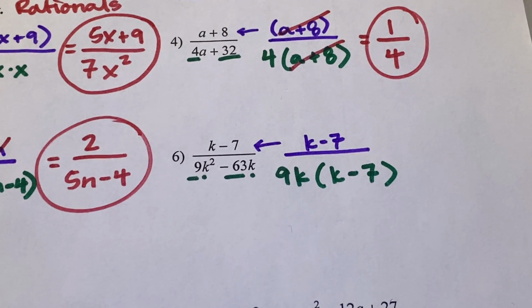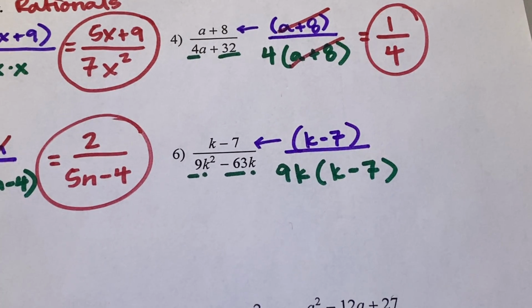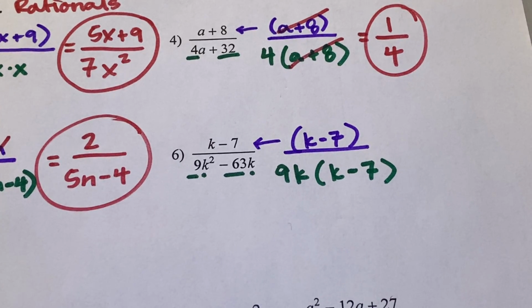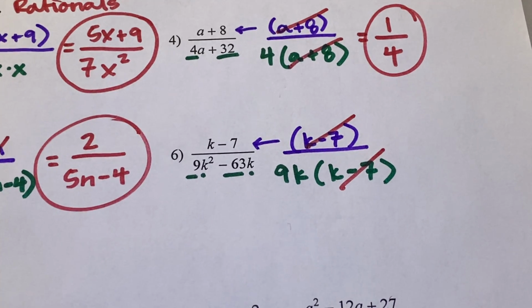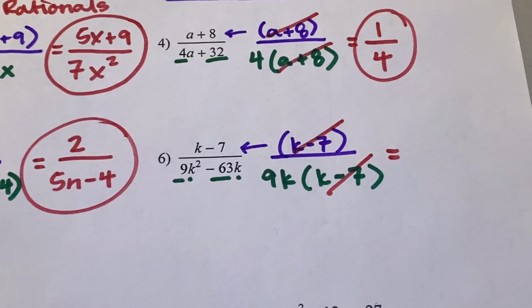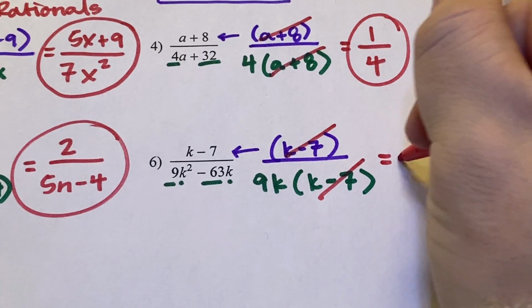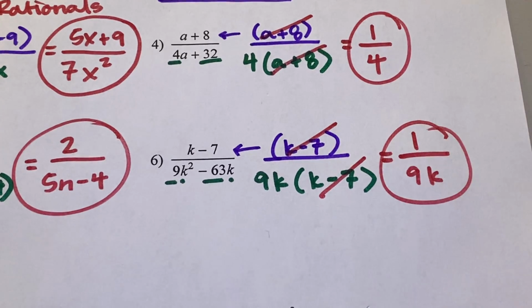Alrighty. Now you might be able to see something. Same exact thing on top and bottom. What can cancel? K minus 7. There we go, the whole piece, right? You take away K minus 7 and K minus 7. Love that. That's my favorite part of this whole process, canceling things out. Okay, what is left on top? It's an invisible 1. And my only thing left on the bottom, 9K.